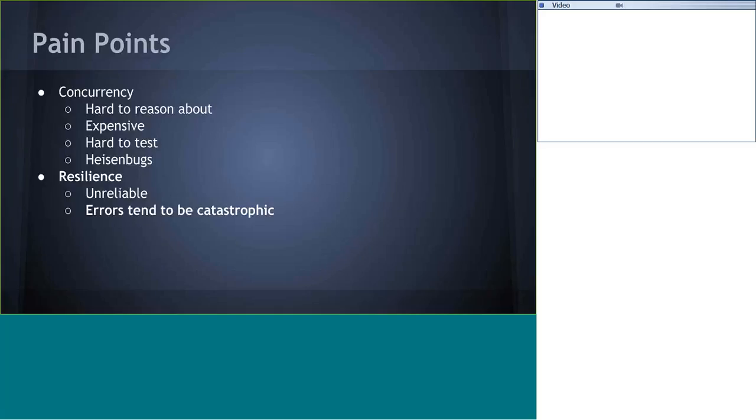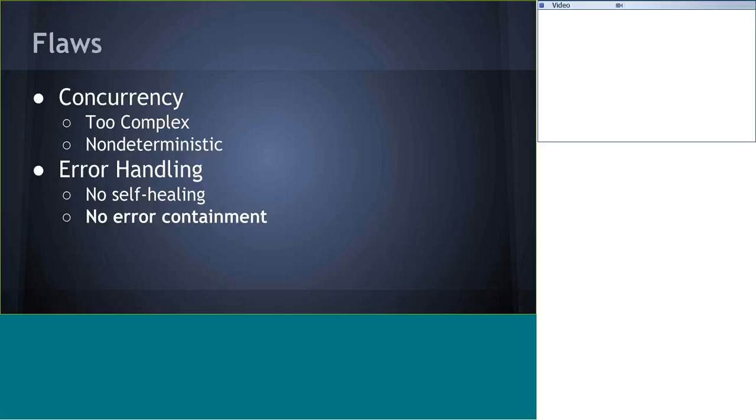So what's the pain point? The errors tend to be catastrophic. They can take out entire parts of your system. And the underlying flaw is no error containment, right? Errors just kind of cascade through the system.